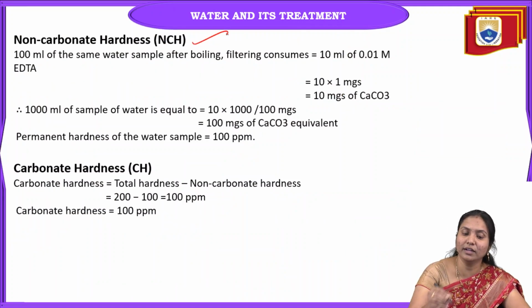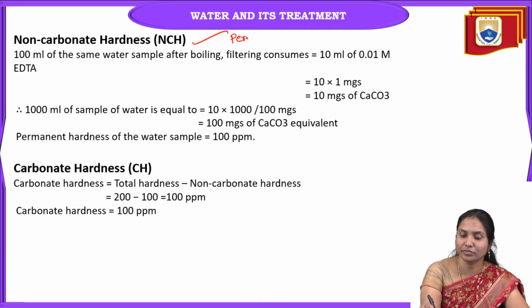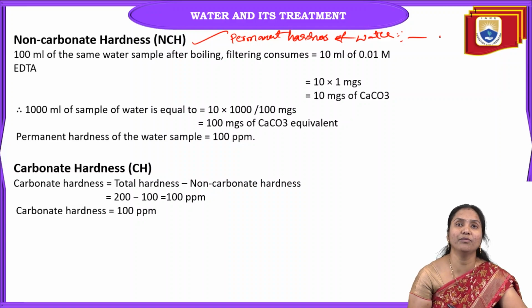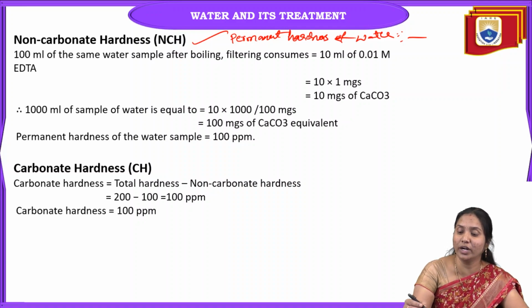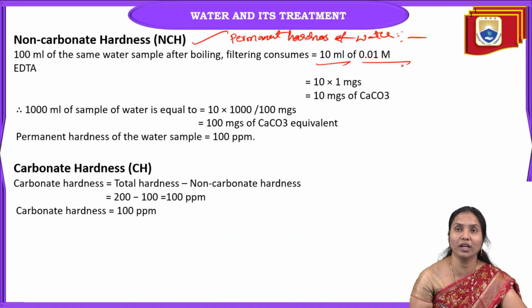Now you can calculate the non-carbonate hardness. That means we can remove temporary hardness. So here we can calculate the permanent hardness of water. In that case, 100 ml of the same water sample after boiling and filtering consumes, after boiling, the remaining water is called permanent hardness of water because we have removed temporary hardness. Its required EDTA is 10 ml and the molarity of EDTA is 0.01 M.